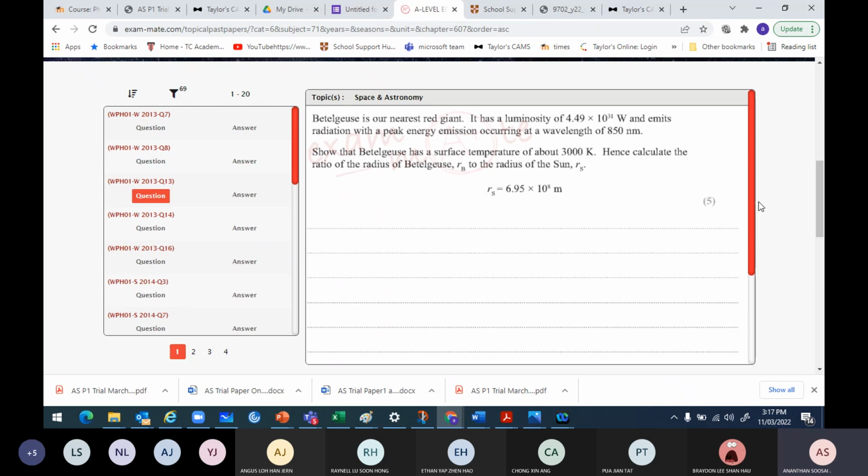So Vietnam, battle, what is our nearest red giant? It's a star, red giant. Stars got different names, different sizes. The name given depends on the size. Red giants are quite big stars, so just take it as a star. It has a luminosity of this much, 4.49. It emits radiation with a peak energy emission at 850 nanometer. Show that this red giant has a surface temperature of 300 Kelvin.